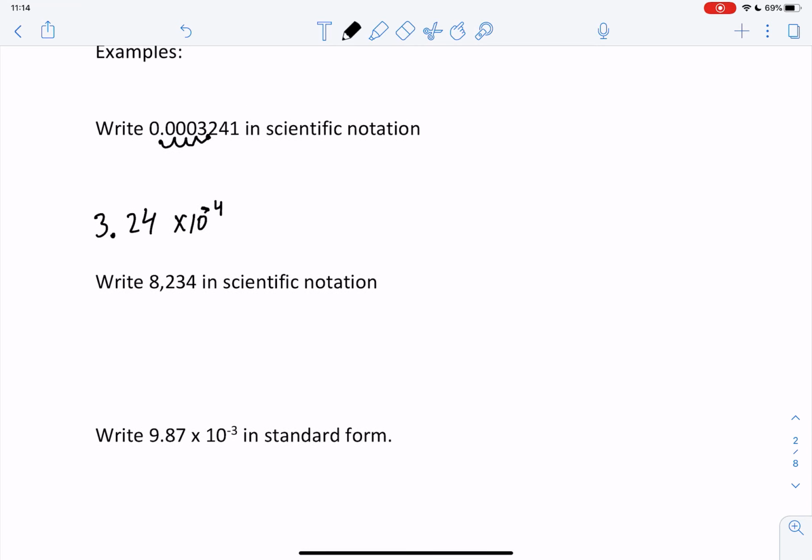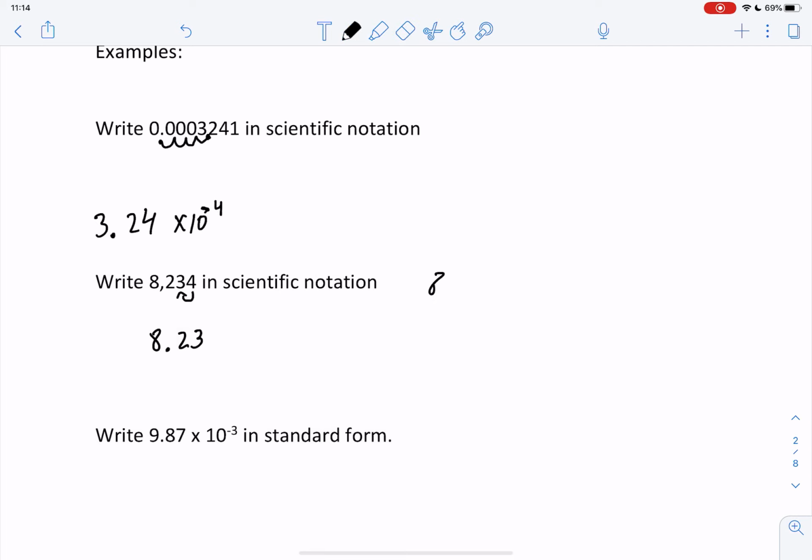Write 8,234 in scientific notation. Again, start with your first non-zero number, decimal, and then next two numbers. All right, that 4 is telling us to keep it at 3. We're rounding down.